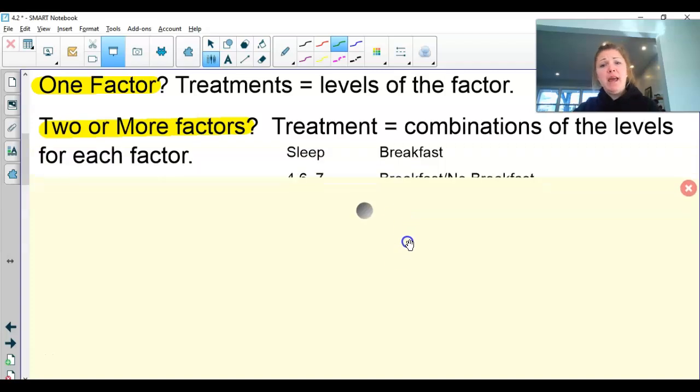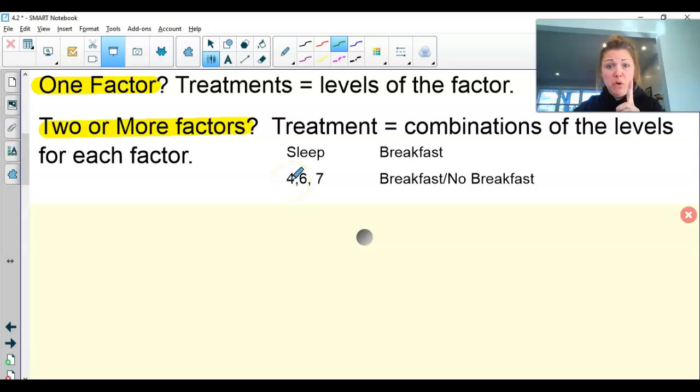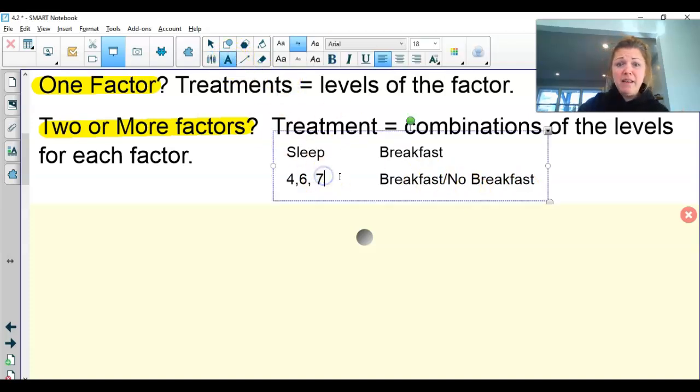So now I'm going to have a group of 4 hours who ate breakfast and a group of 4 hours who didn't eat breakfast. A group who sleeps 6 hours who ate breakfast and a group who slept 6 hours and didn't eat breakfast. And then finally, a group who slept 8 hours and ate breakfast, and a group who slept 8 hours and did not eat breakfast. So I'm throwing another factor in here. I'm now investigating how sleep and eating breakfast or not influences mood. So I have 2 factors here.